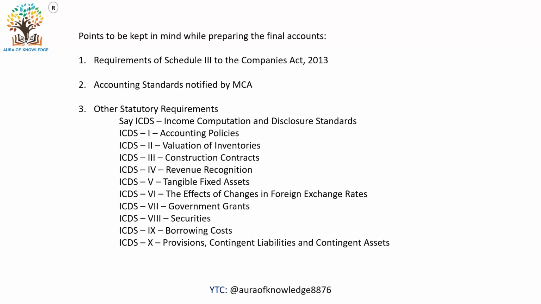Apart from the format, just liabilities, assets, income, other income, direct expense, indirect expense, depreciation. Apart from this format, they have also given what notes are to be mentioned and how they have to be mentioned. All these things they have given.